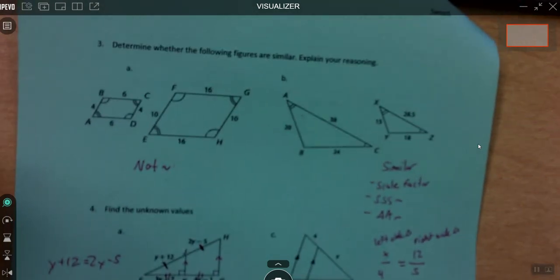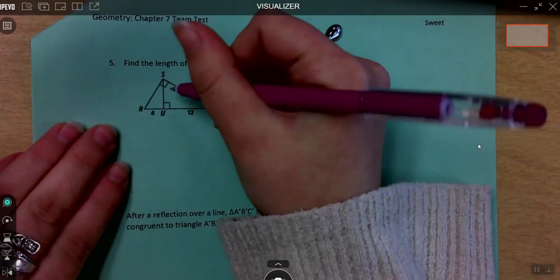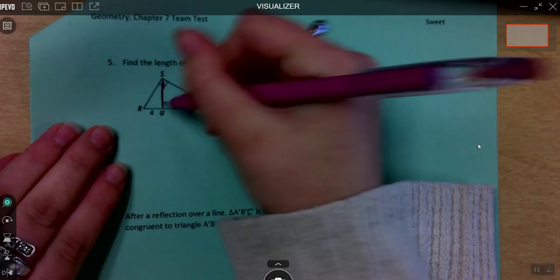Okay. How do we feel on this page? Good? Okay. Flipping it over. Find the length of the altitude in RST. What is the altitude in this triangle? Vincent, what's the altitude? What line? Yes, SU. That one right there.